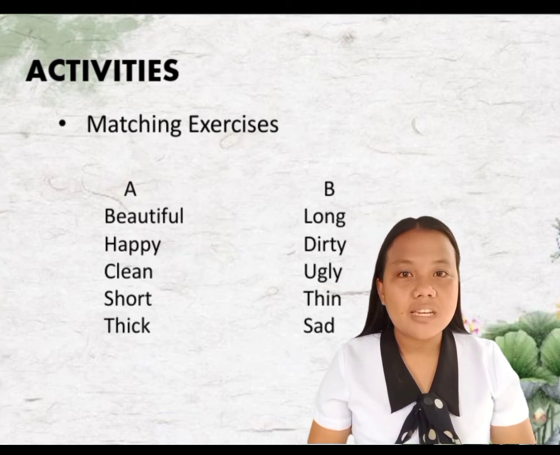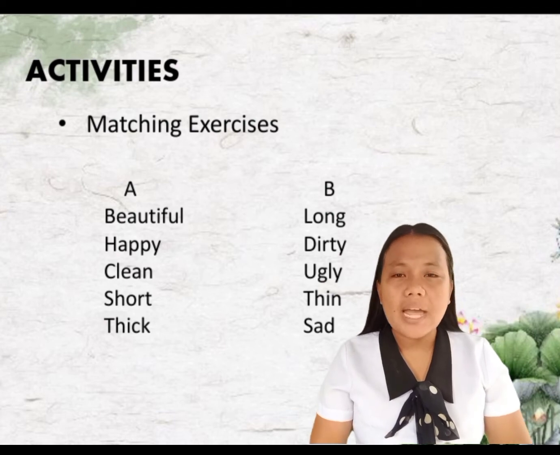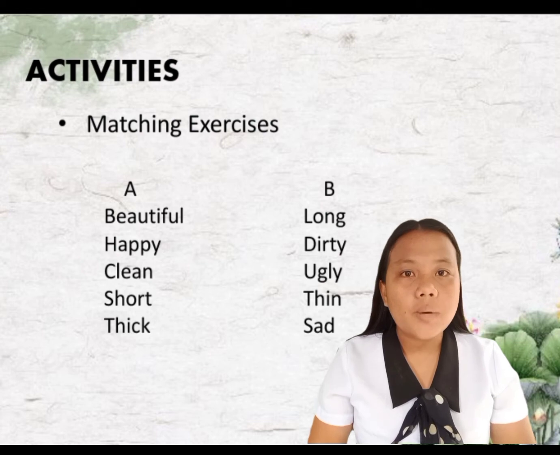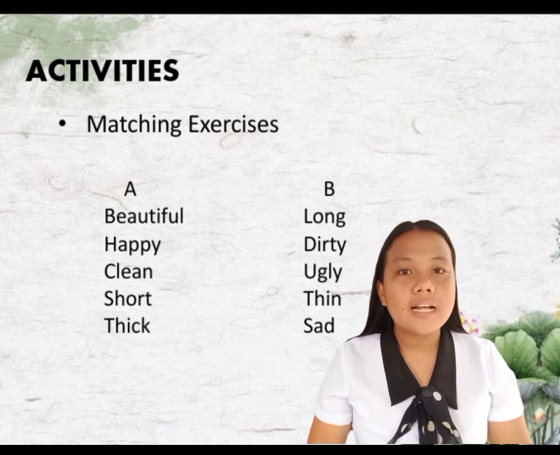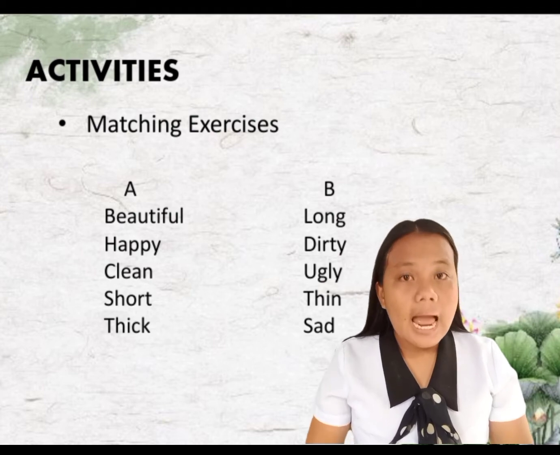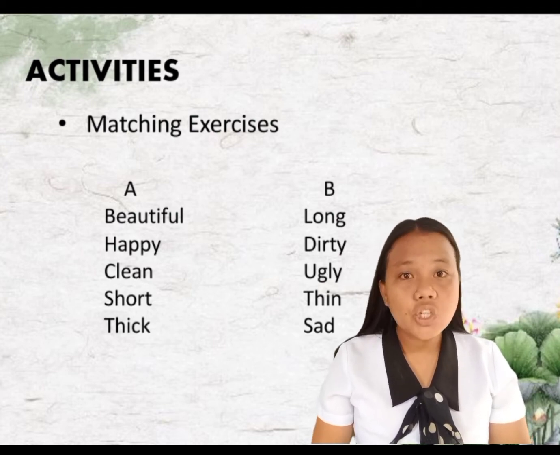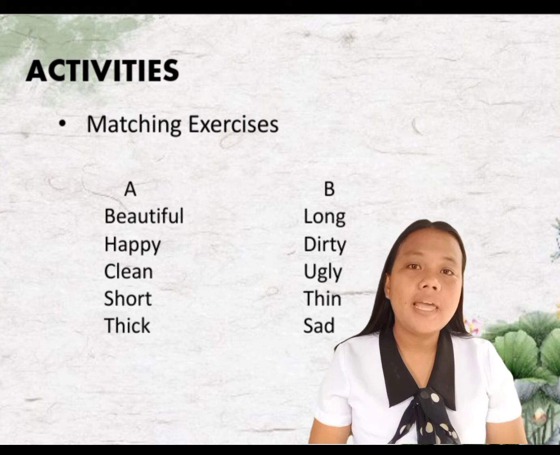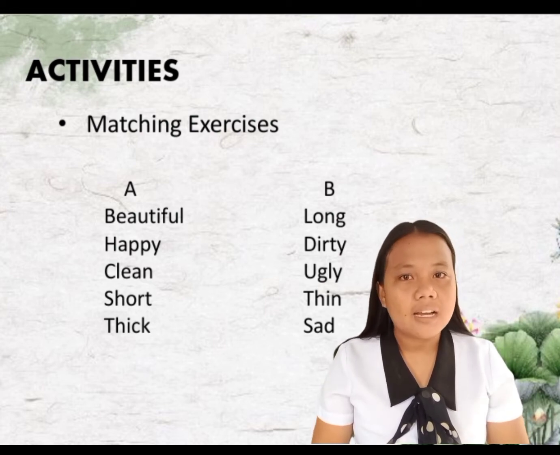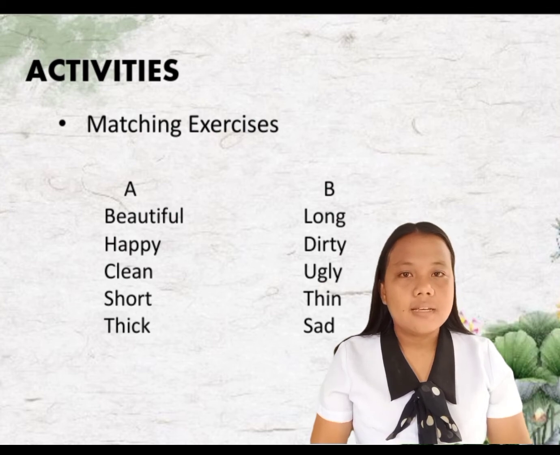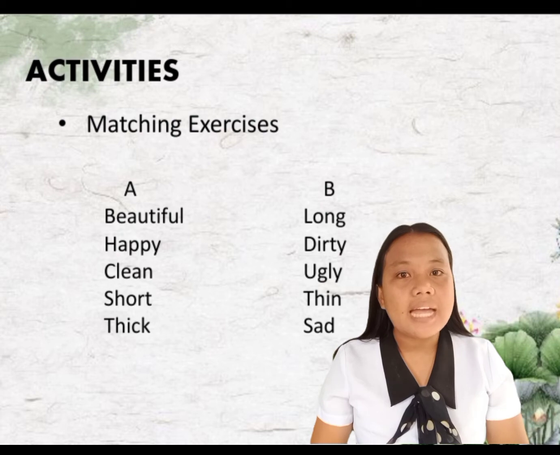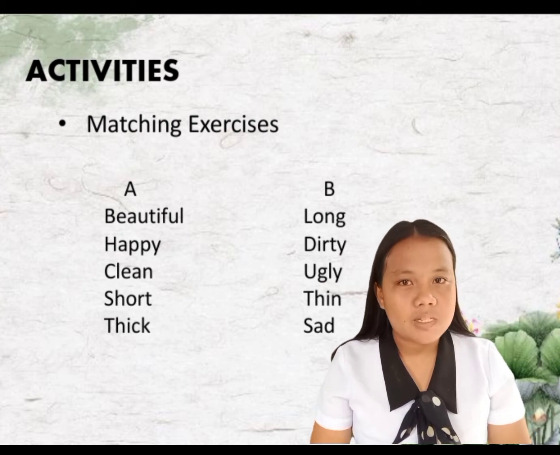Next is matching exercise. It refers to any activity where students match one item with another. Let's take a look at this. In column A, we have beautiful, happy, clean, short, and thick. In column B, we have long, dirty, ugly, thin, and sad. What do you notice? Yes, very good. The words are opposite to each other and they are called antonyms.